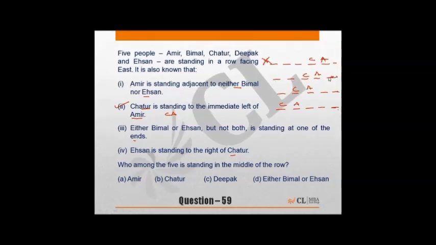So E cannot be standing here because he cannot be next to Amir, so A and E cannot be together. So that means this arrangement also is not possible, because this means E will have to come here. If E has to be to the right of Chatur, but statement 1 tells us that Amir cannot be next to E. So this second arrangement is also incorrect. So it leaves us with two other arrangements.